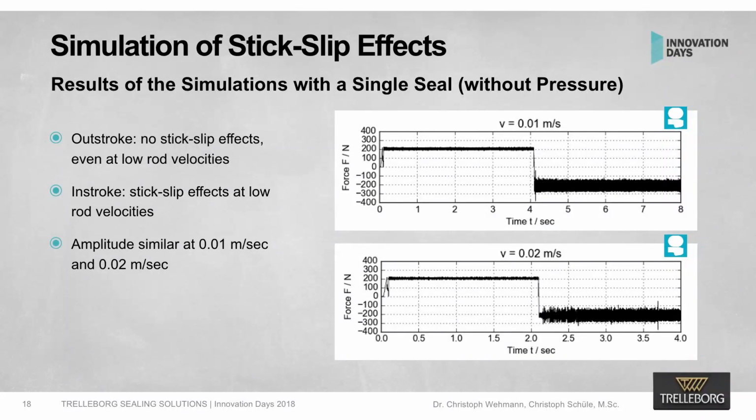So what you see here is two different rod speeds, 0.01 meter per second, and down in the picture is 0.02 meter per second. And we have the outstroke and the instroke. So in both cases, outstroke on the left, instroke on the right. And what we already see here is that we have a different behavior, outstroke, instroke. And this is simply caused by the shape of the step seal. When you look at the cross-section, it's asymmetric. That means instroke can have a different behavior than outstroke.